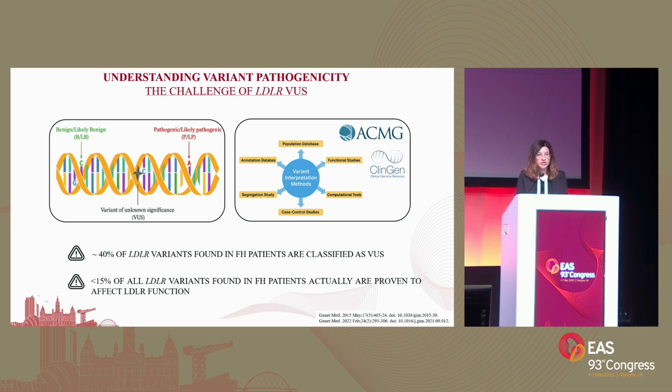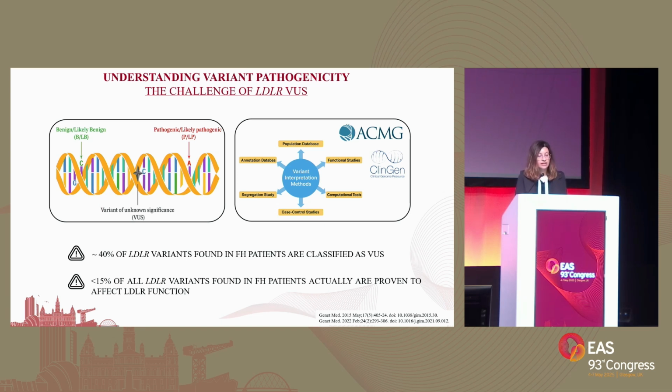With the use of next-generation sequencing techniques, the number of variants identified in FH genes has increased significantly, and the interpretation of the variant's pathogenicity became the most challenging part of the molecular diagnosis. For this reason, in 2015, the American College of Medical Genetics and Genomics released guidelines for the annotation of variants. These guidelines were subsequently modified by the ClinGen expert group, but despite the use of these guidelines, around 40% of LDLR variants are now classified as uncertain.